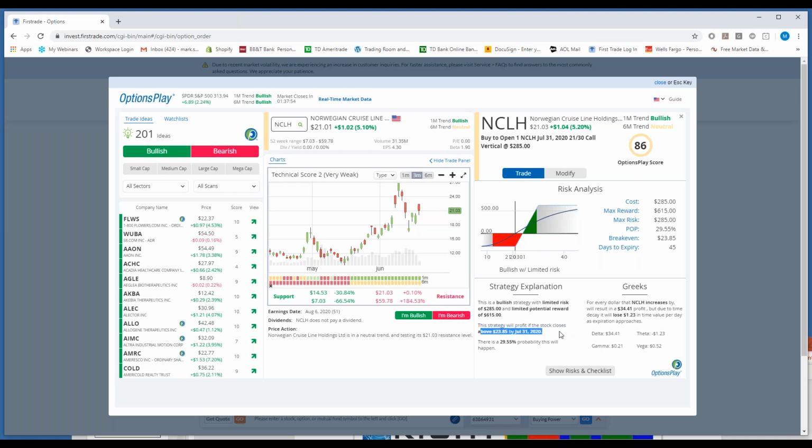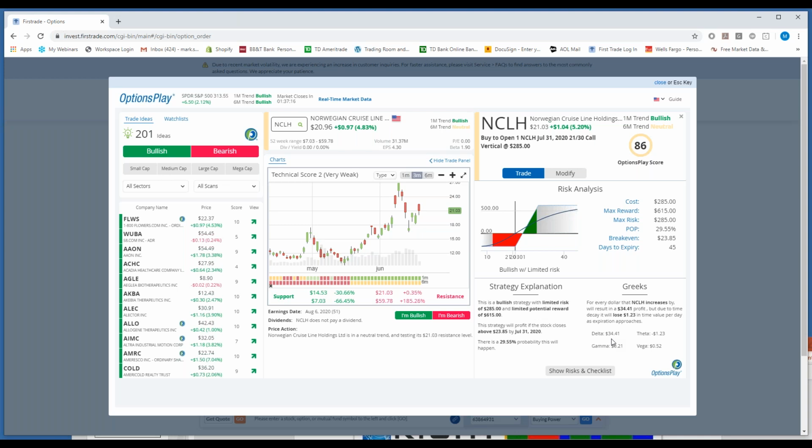Once Norwegian closes above 23.85, we're making money. A 30% probability is a good probability. And on this position, this is a good delta. This is a good gamma. Now you'll notice that the delta is very close to the probability that the trade's going to work. Remember, I told you that. They're not going to be identical, but they're very close.